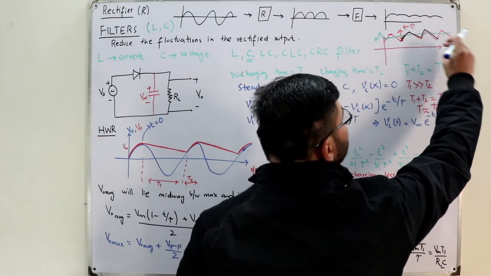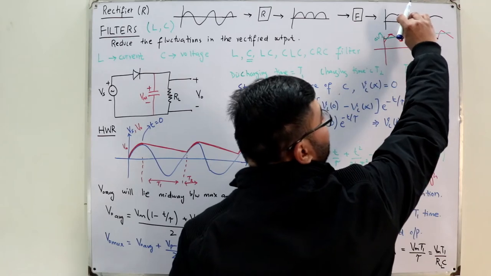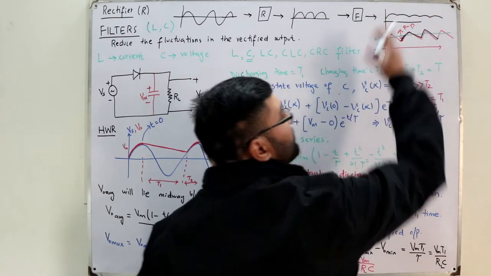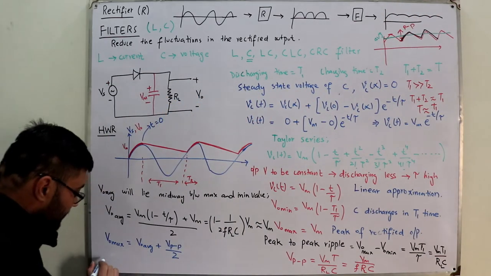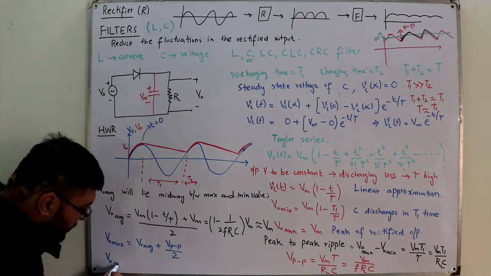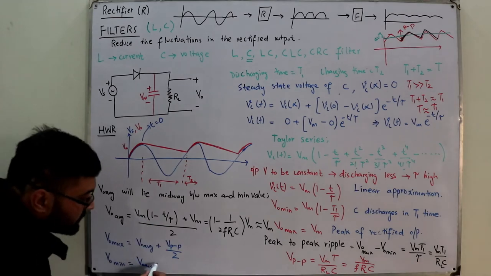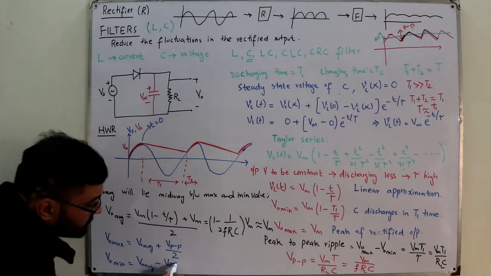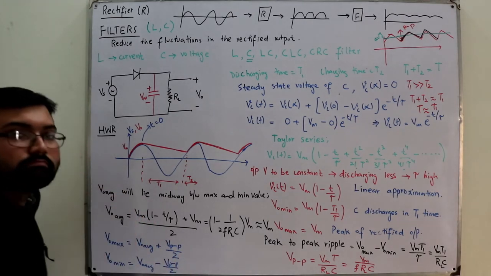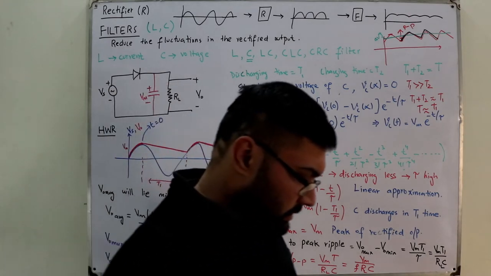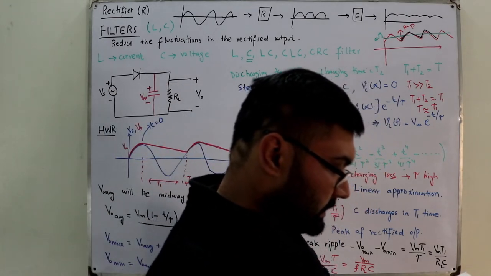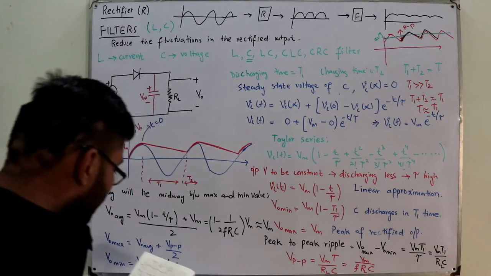So you take the average, you take the upper half, peak to peak by 2, so you have the maximum value, right? Similarly, you have the minimum value, V naught minimum. This would be equal to V naught average, and you come downward. So you have a minus V peak to peak divided by 2. And you have the values for that.